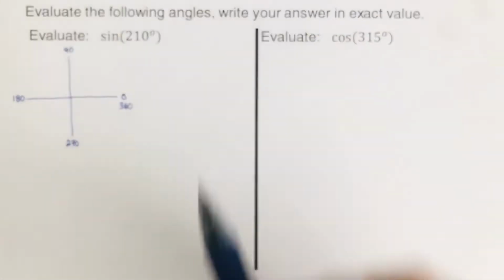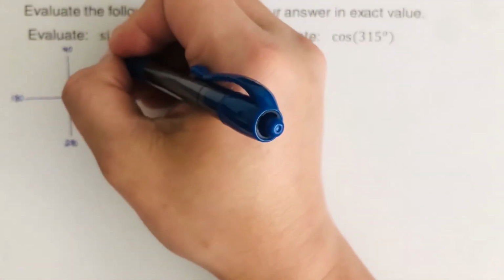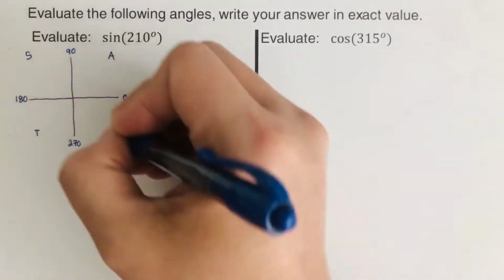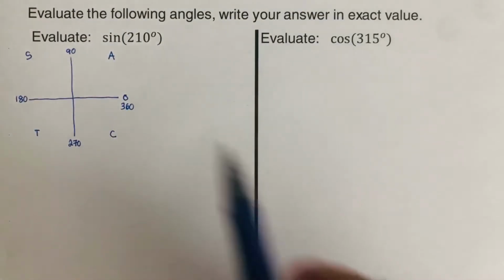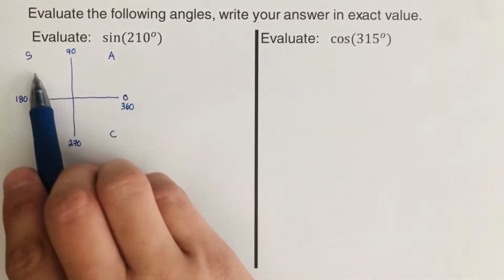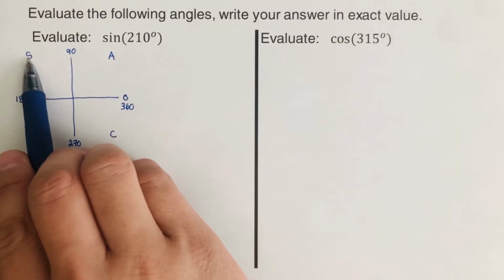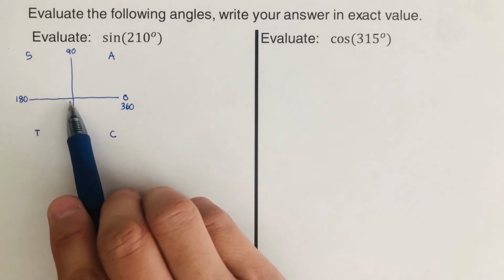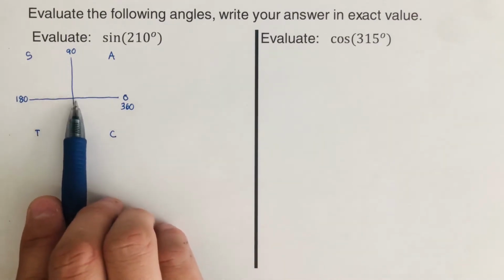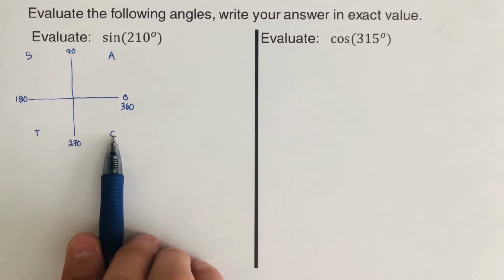Another important thing that we need to write here is "All Students Take Calculus." Please remember that in the first quadrant, all are positive. In the second quadrant, only the sine is positive. In the third quadrant, only the tangent is positive. And in the fourth quadrant, only the cosine is positive.